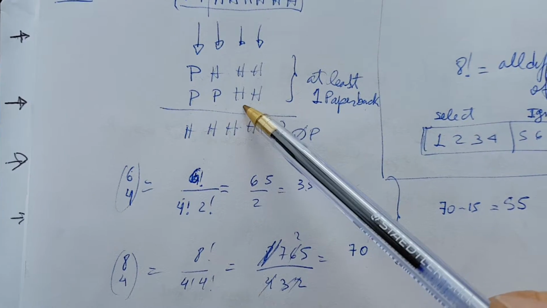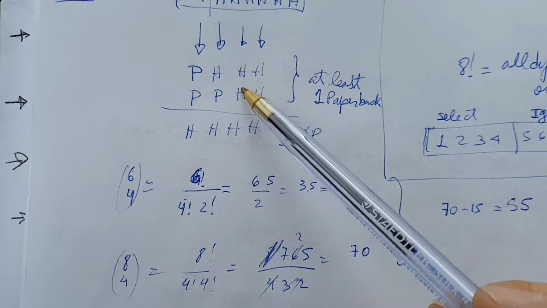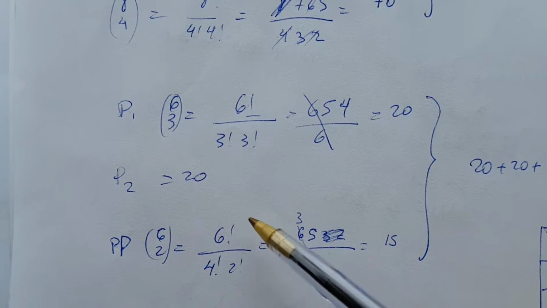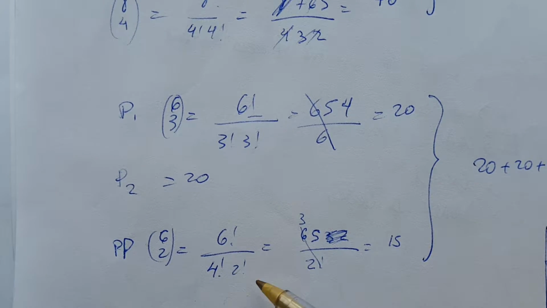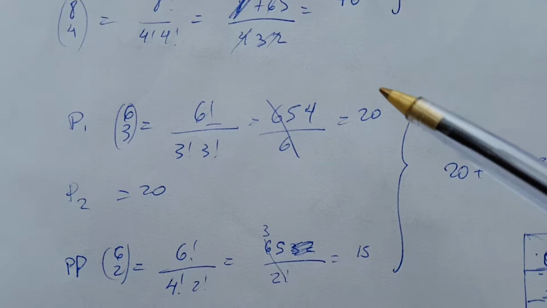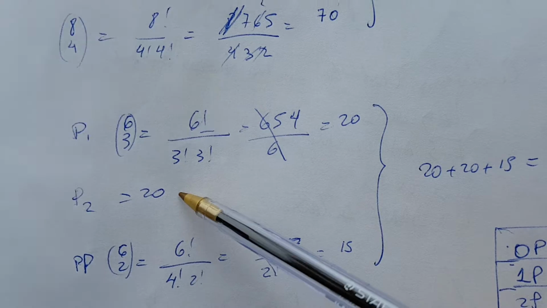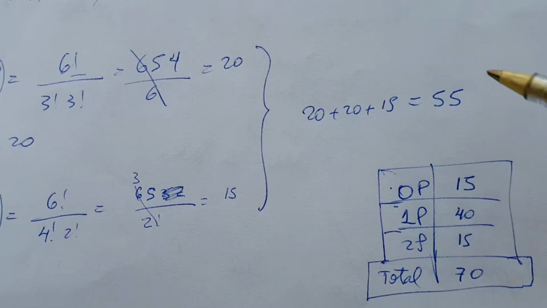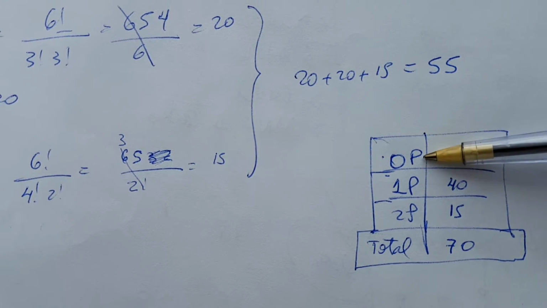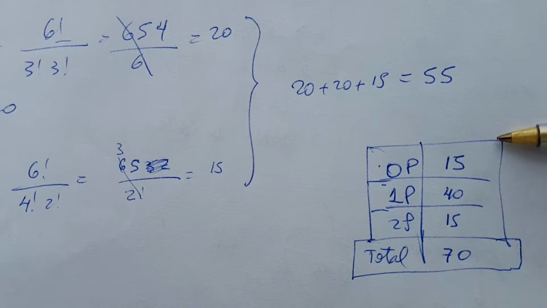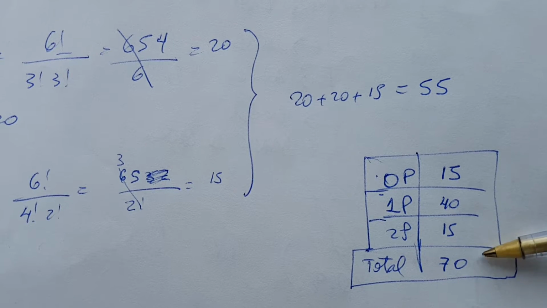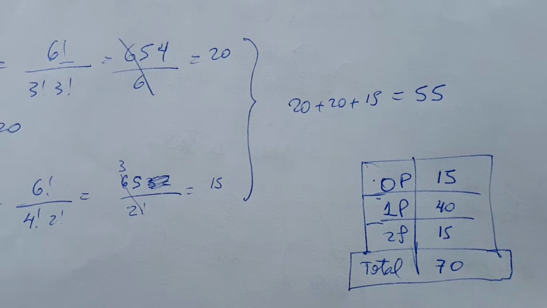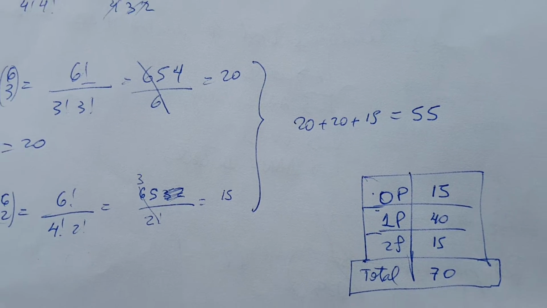And then we need to compute the other option, which is that 2 of them are paperbacks. So basically it's going to be 2 hardcovers out of 6, which is again 6 choose 2, which gives you 15. When you add 20 plus 20 plus 15, you get 55. It's the same answer. So basically, the spread you have is 0 paperback, 1 paperback, 2 paperbacks, and it's 15, 40, 15, and the total is 70. Either you do 70 minus 15, or you do 40 plus 15. You get to the same answer anyway.